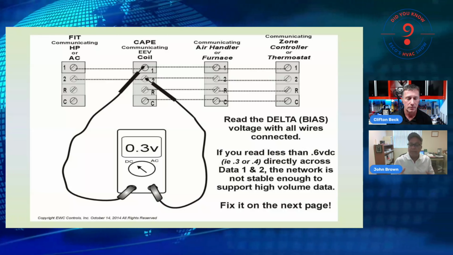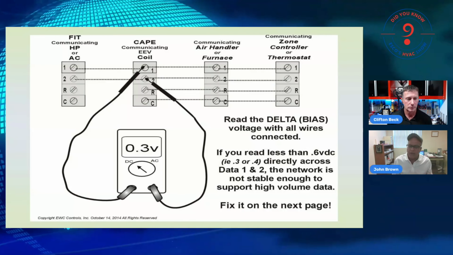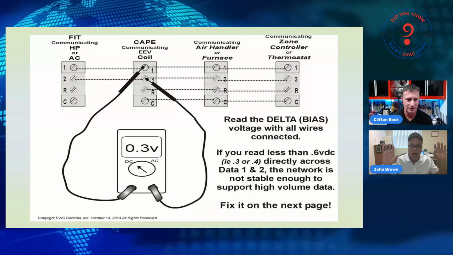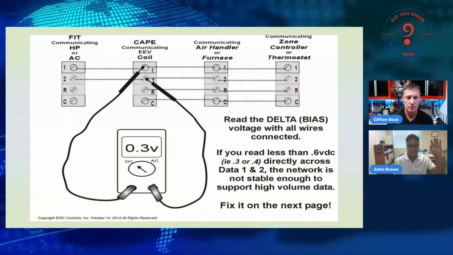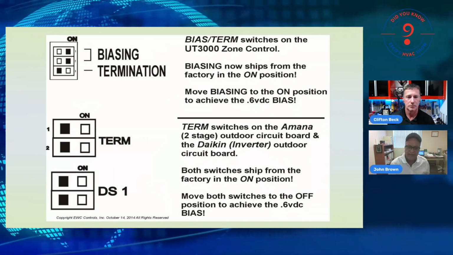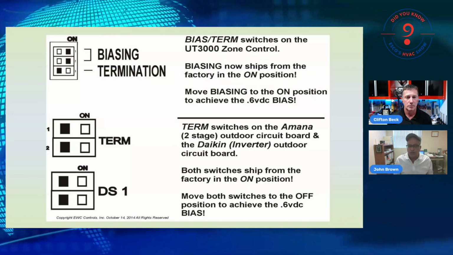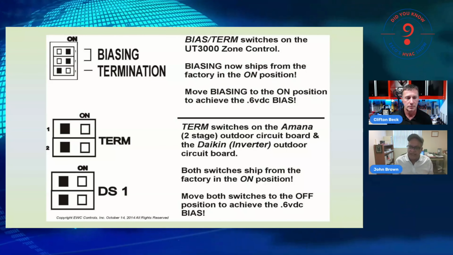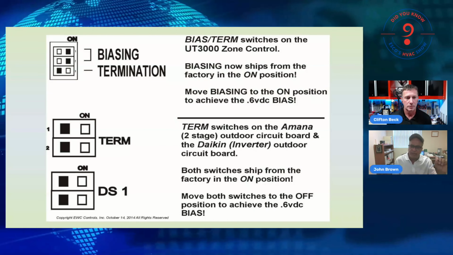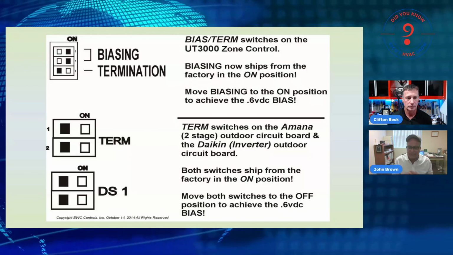Right. It's not stable. It might work, but you might get intermittent issues, comm issues, bad data packets. Best to stabilize the network for high volume of data, for lots of cars. Okay. Yeah, absolutely. The cars. The next page will show how to fix this. Now, there are 2 ways to fix this. If the zone control is there, use the biasing dip switches at the bottom of the UT-3000 and simply move these 2 on to the right. That will stabilize the network.